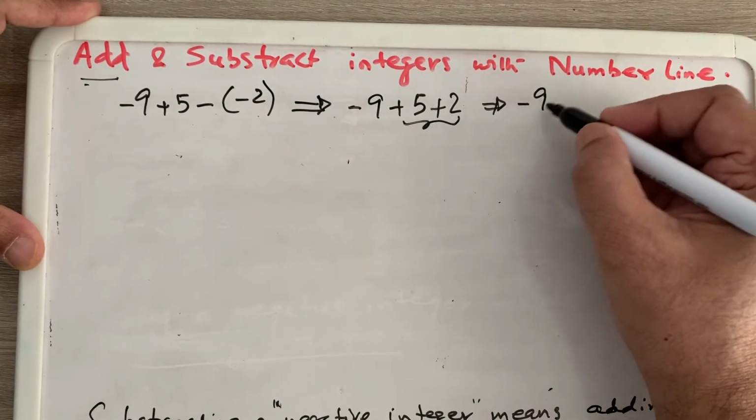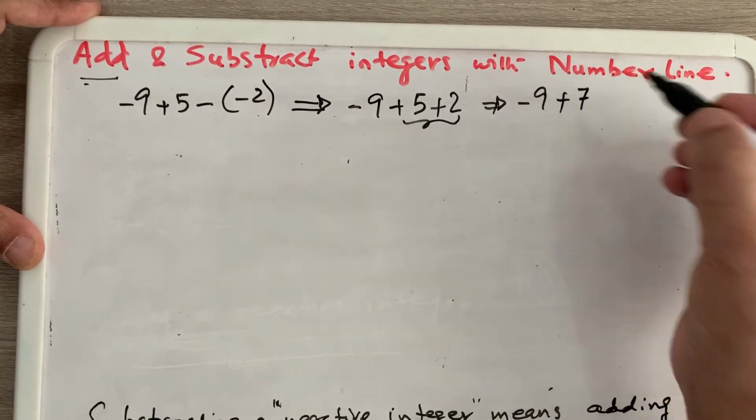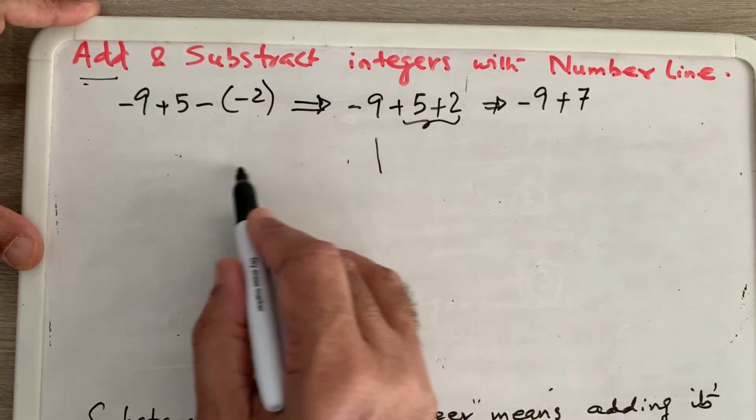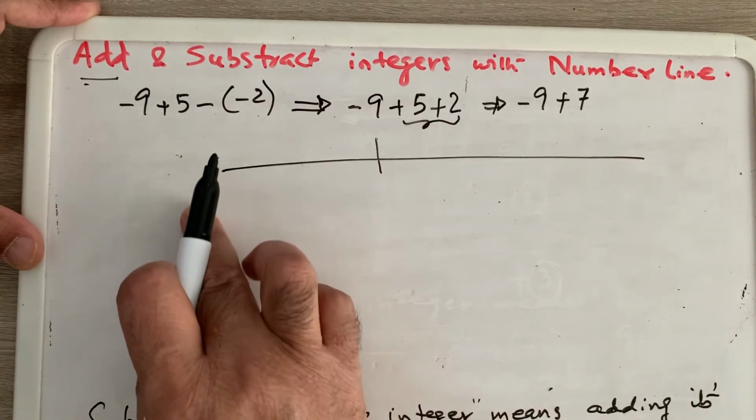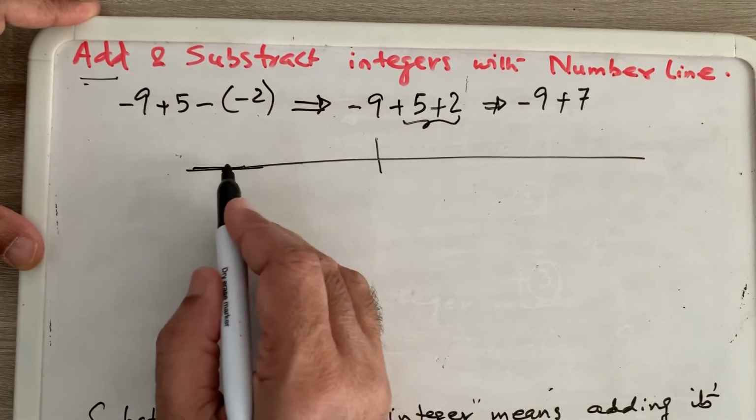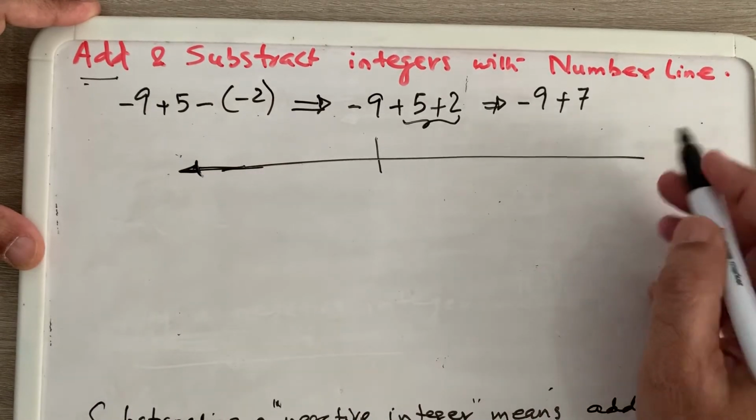Now we can see that these are added up together, simple. So minus 9 plus 7. And if I do minus 9 plus 7 on the number line, what I have to do? I have to move left first. How much do I have to move left?